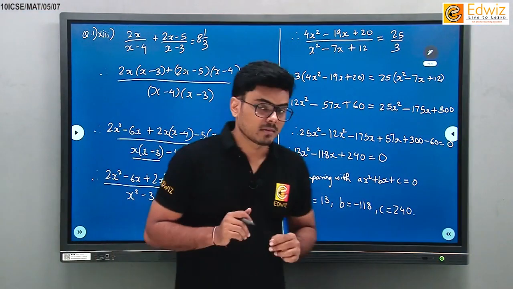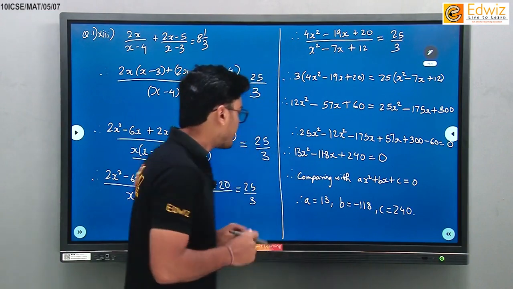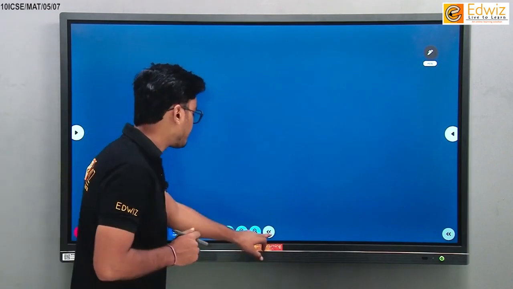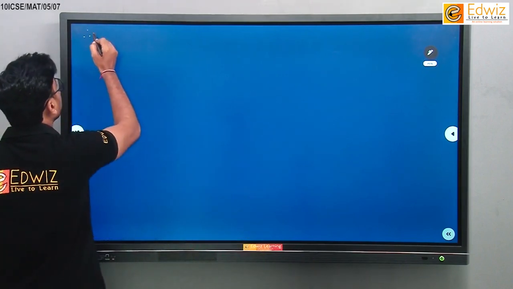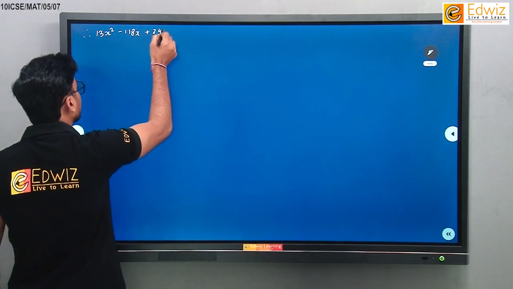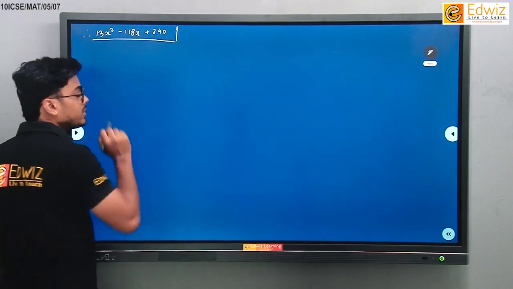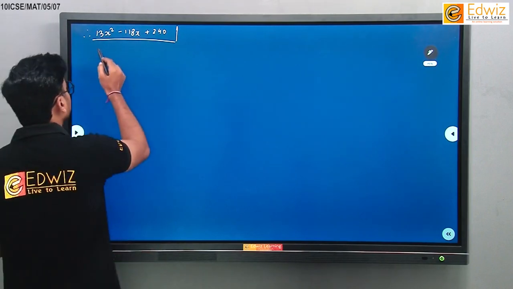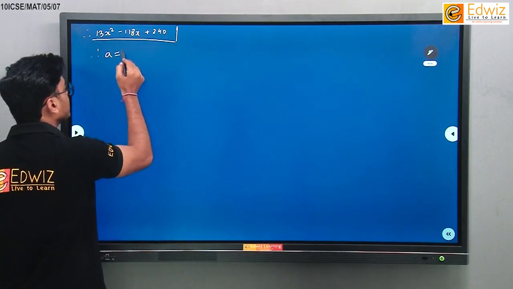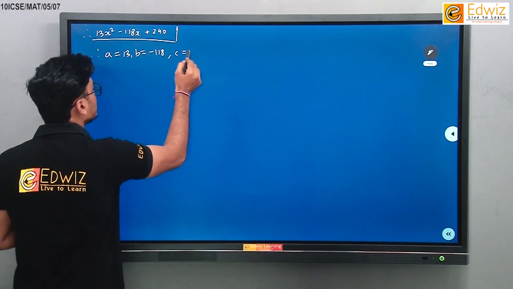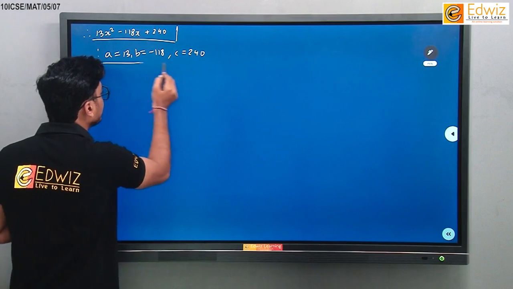So the equation that we have is 13x square minus 118x plus 240. Let me write it again on the next page. 13x square minus 118x plus 240. Now in the previous page, I told you the values of A, B and C in this equation. The values are A equal to 13, B equal to minus 118 and C is 240. This much you have already written down.